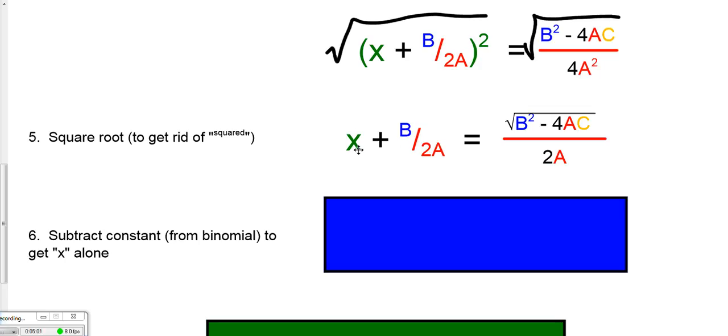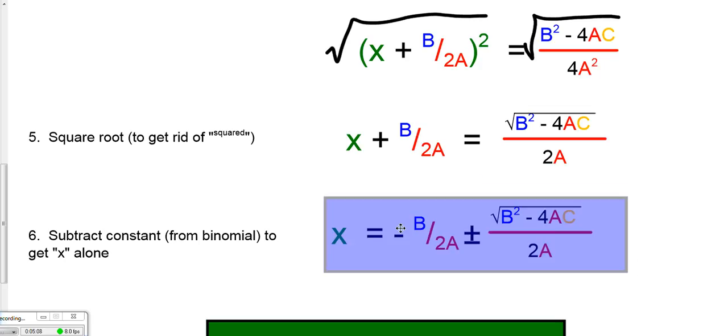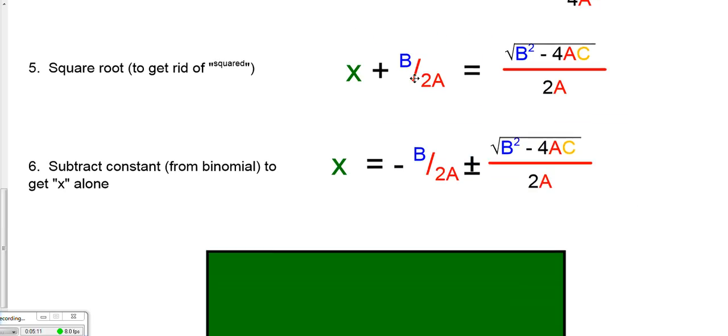X is not quite alone yet. We have to get rid of this. And remember, this is still technically a constant because a and b are usually known. So I subtract this over to this side. That way I have x alone. Now I have negative, or subtracted, b over 2a, plus or minus this whole thing over 2a. Why is this a plus or minus? Well, because this is a square root. And remember, square roots can be either positive or negative. Square root of 16 is either positive or negative 4, so plus or minus.